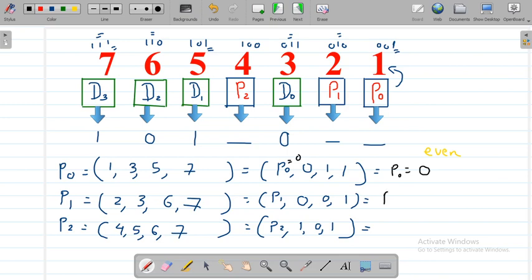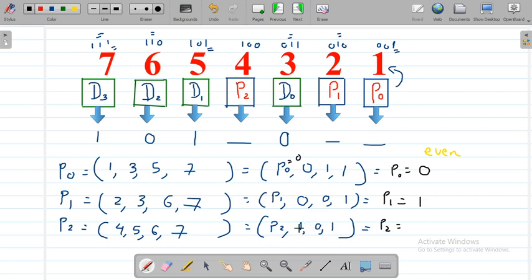Similarly for P1, again there are 0, 0, 1. So my parity bit P1 should be 1 so that the number of ones is even in this bracket, because we are designing a Hamming code for even parity. So 0, 0, 1, there is a single one, so I will make P1 equal to 1 so that I have an even number of ones. The opposite procedure you have to do for odd also.